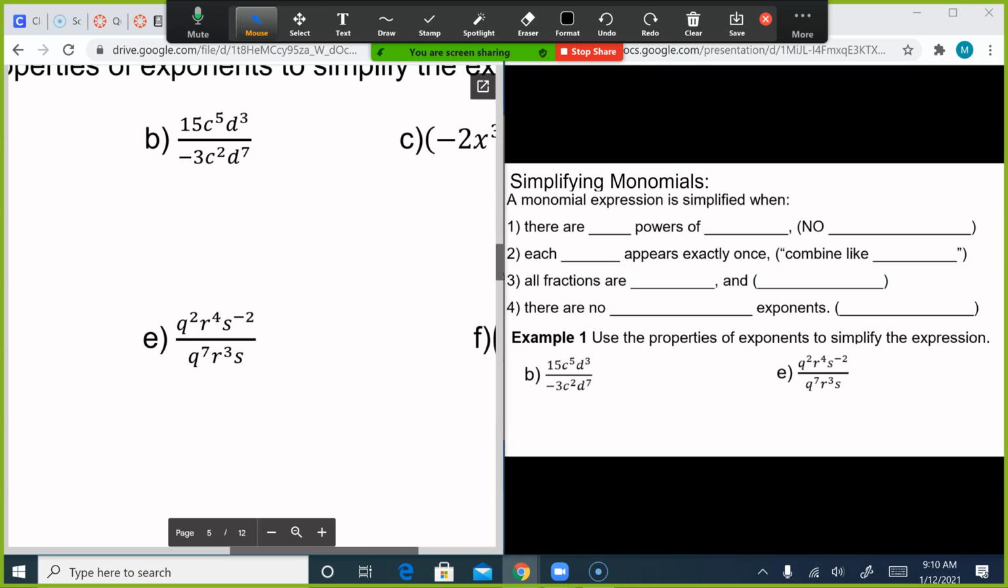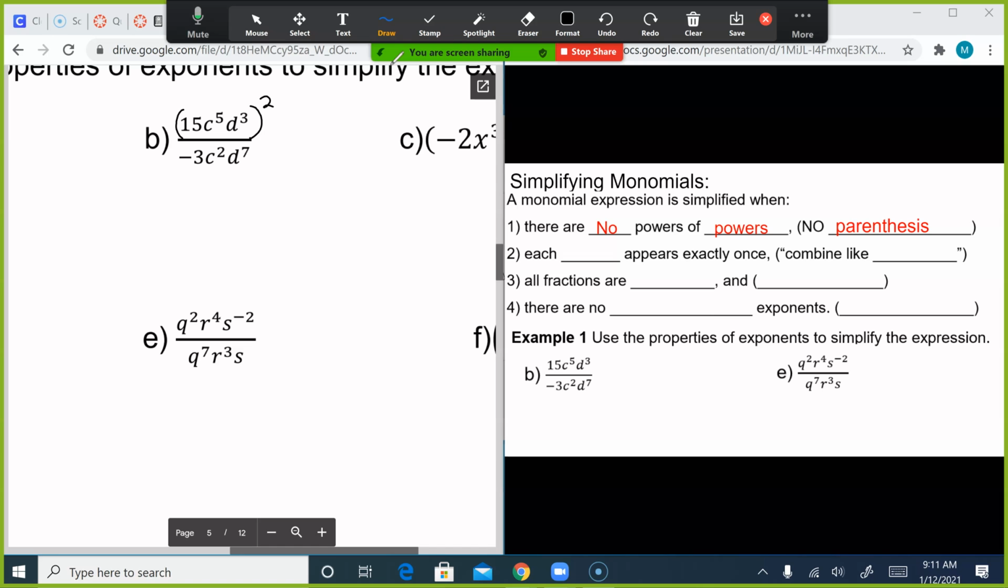All right, so again, I'll do the little checklist on the right here and work it out on the notes. So for number B, again, if there was parentheses with an exponent on the outside, you would get rid of those first. So if it had this, you would need to apply or distribute that exponent to everything. It doesn't have anything like that, so I'm going to skip that step and go straight into combining my variables together.